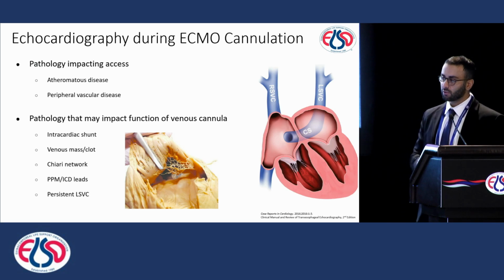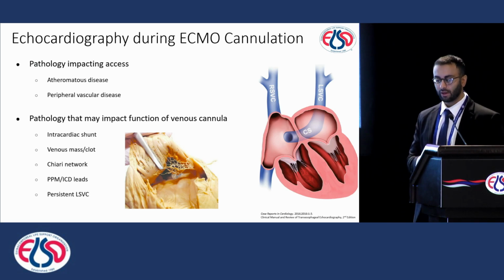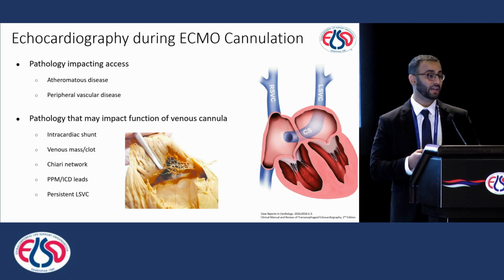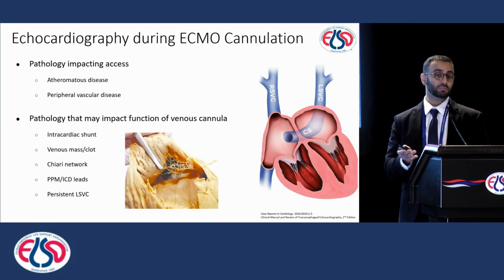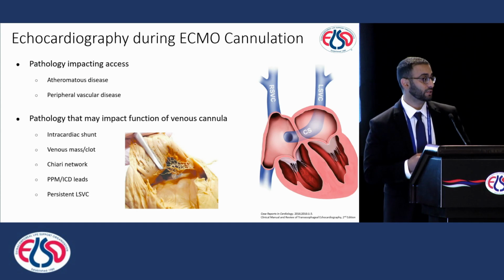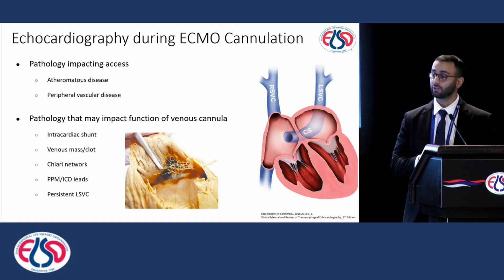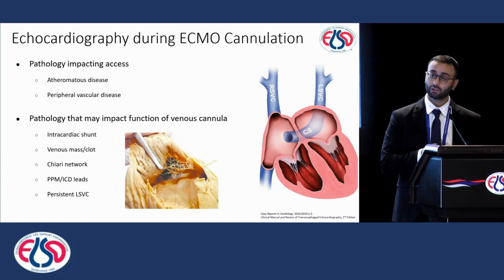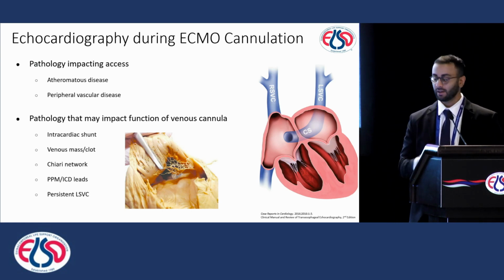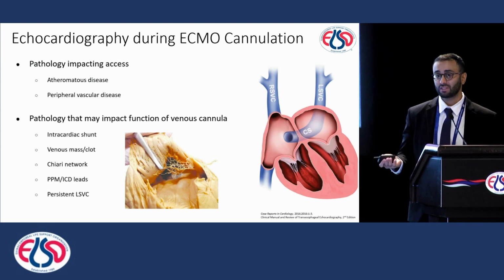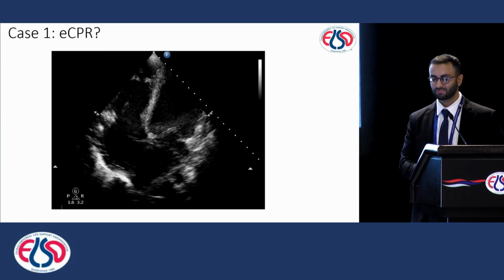And this was interesting. There was a case report published a few years ago on a persistent left superior vena cava, where the venous cannula actually entered the coronary sinus because of the dilation of the coronary sinus from the persistent left superior vena cava, rather than the right atrium. And so that prevented proper oxygenation of the patient. Again, something that we wouldn't be able to see unless we had echo.